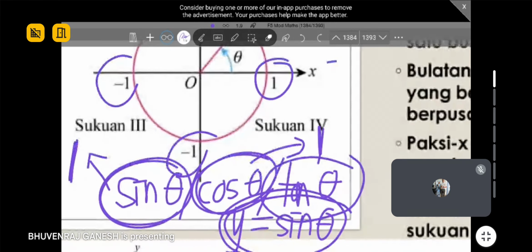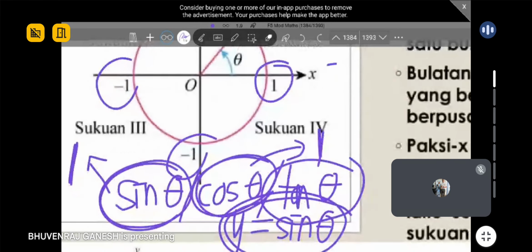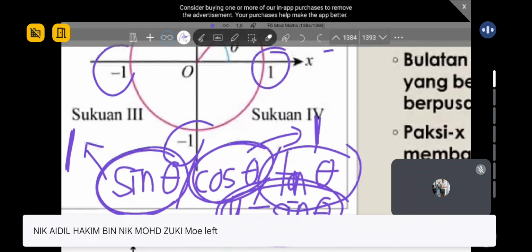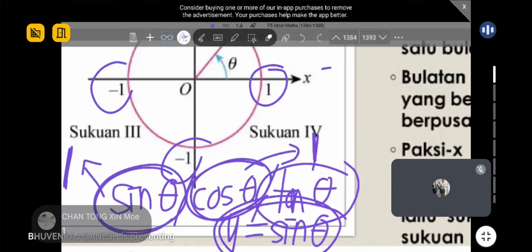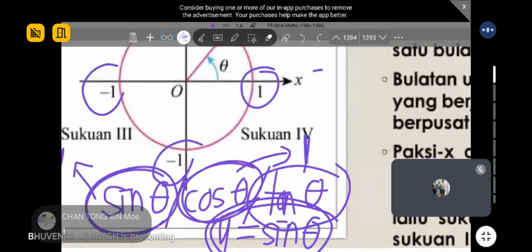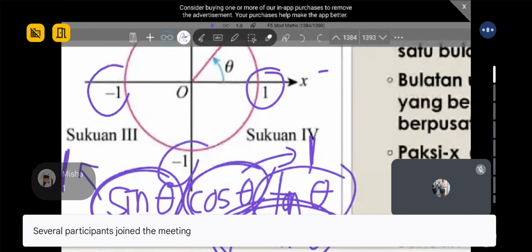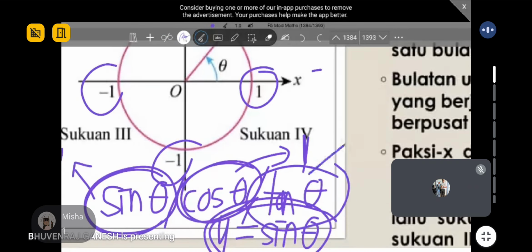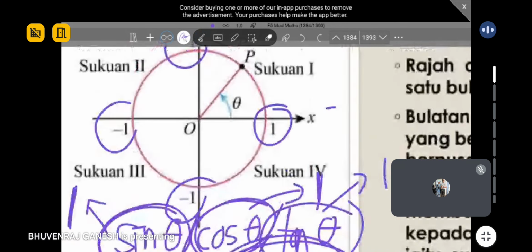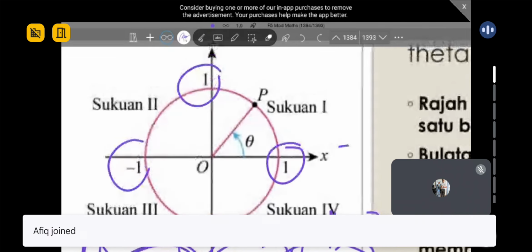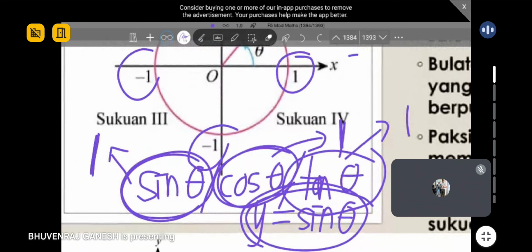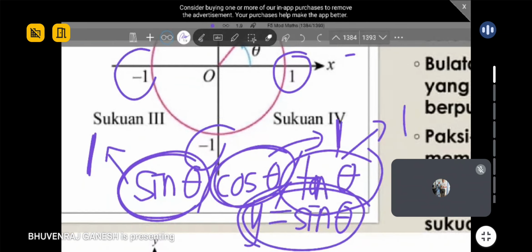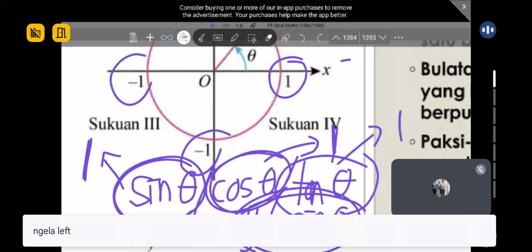So, below infinity, what is the maximum value we have for tangent? Usually for tangent, if not infinity lah, what is the next maximum value? Anyone know? Yang kita boleh lakar atas graph lah. Yes, 1. Okay, so this is also 1. But the correct maximum value is infinity lah. But we cannot show infinity in the circle. Kita tak boleh tunjuk infinity dalam bulatan. Okay, so you can see that sine, cos, tangent, semua bagi nilai maksimum 1. All the maximum value is 1.